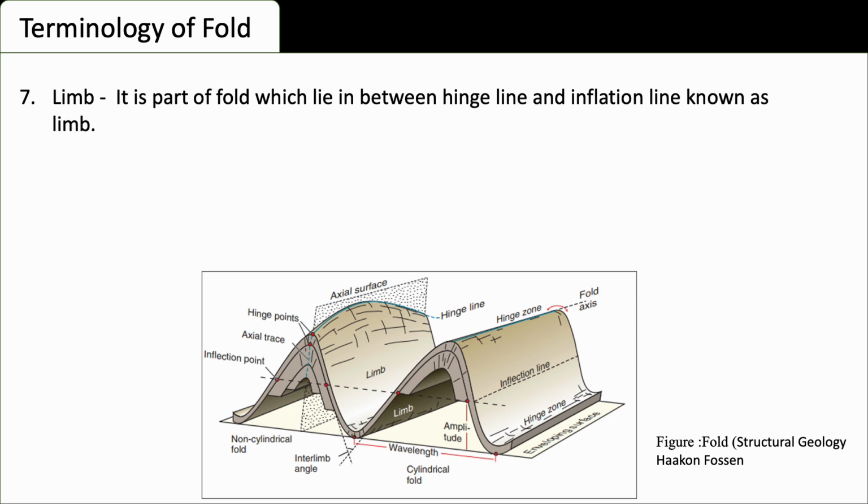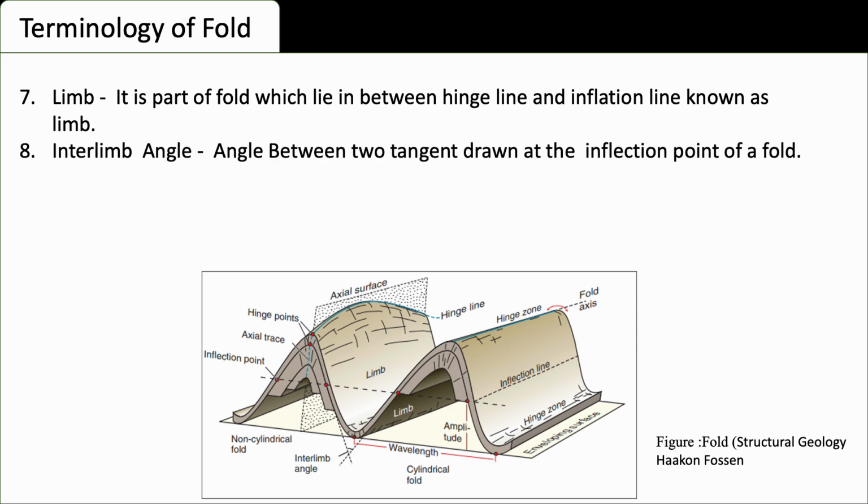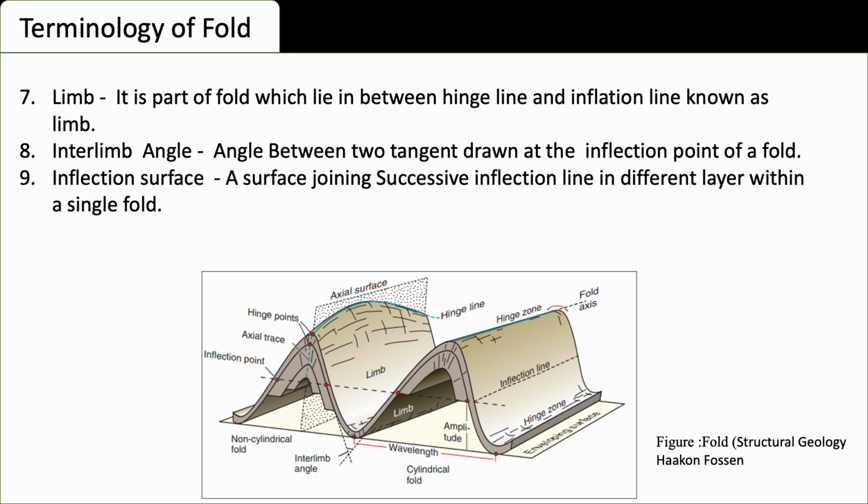Next we have a limb. Limb is a portion of fold between the hinge line and the inflection point. Each fold has 2 limbs. These can be symmetrical or asymmetrical depending on the fold type. Next we have interlimb angle, the angle between the 2 tangents drawn at the inflection points of the fold. Next we have an inflection surface, a surface joining successive inflection lines in different layers within a single fold.